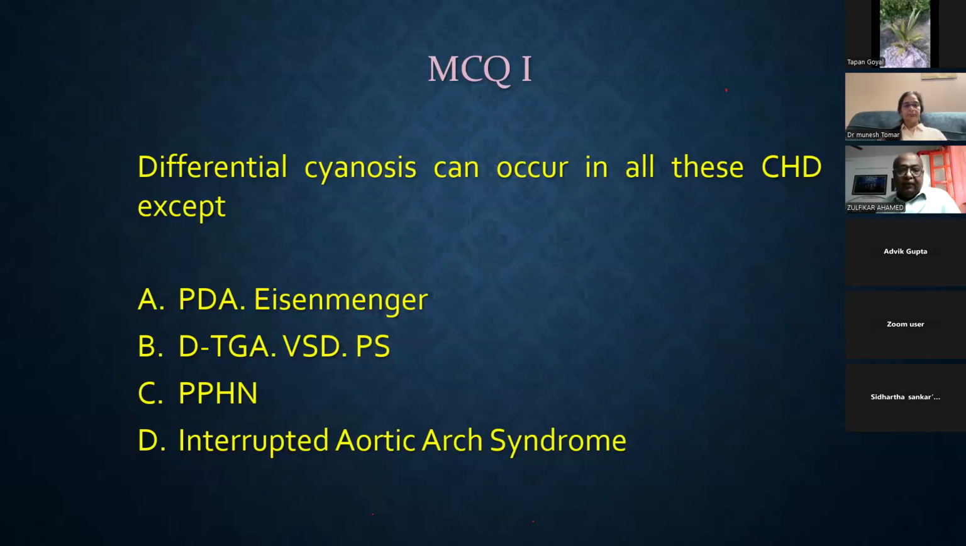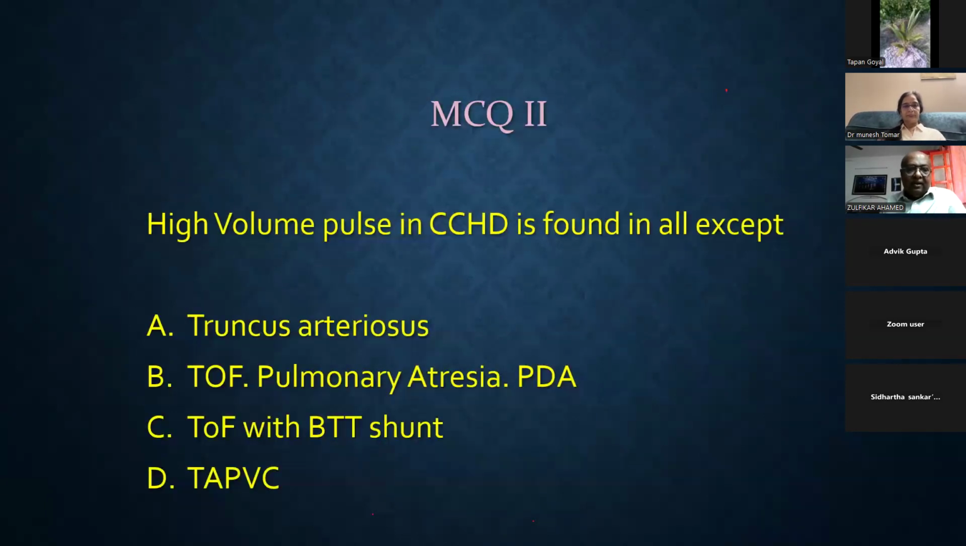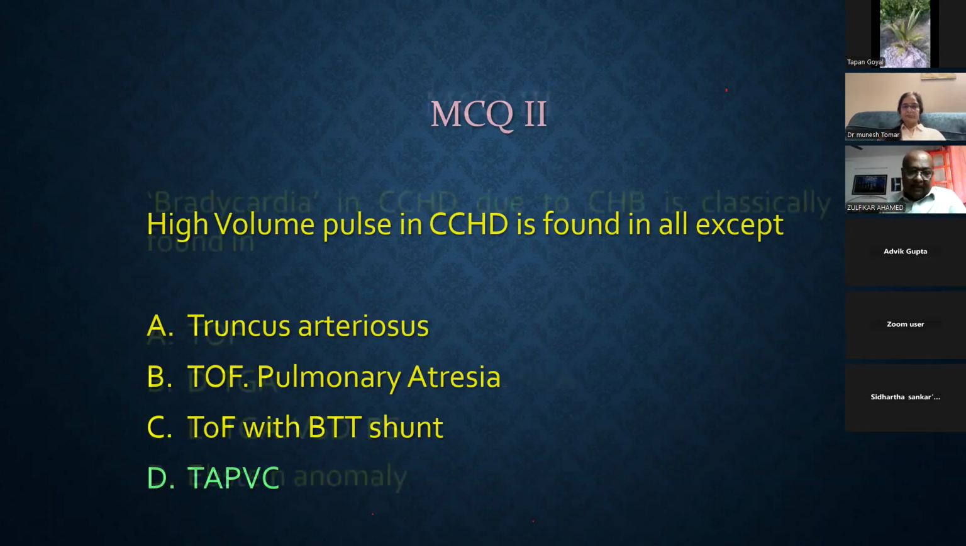One is differential cyanosis can occur in all these congenital heart disease except PDA Eisenmenger, DTGA VSDPS, PPHN, and interrupted aortic arch syndrome. So the right answer, except, that is, DTGA VSDPS will not have differential cyanosis. Now, high volume pulse in congenital heart disease is found in Rungus, pulmonary atresia with a PDA, TOF with BT shunt. So TAPVC will not have a high volume pulse.